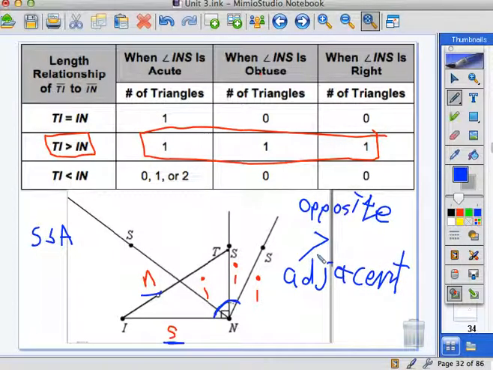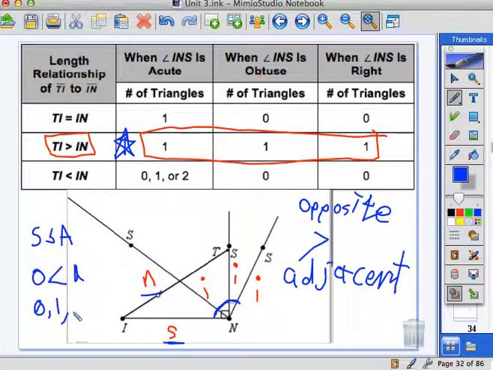If the opposite side is greater than the adjacent side, then you will always have one triangle. It doesn't matter if this angle N is obtuse, acute, or a right triangle. You'll always have only one option. Now, what happens if your opposite is less than your adjacent side? Then it's possible to not have any triangles at all. You could have 0 triangles, you could have 1 triangle, or you could possibly have 2 totally different triangles.